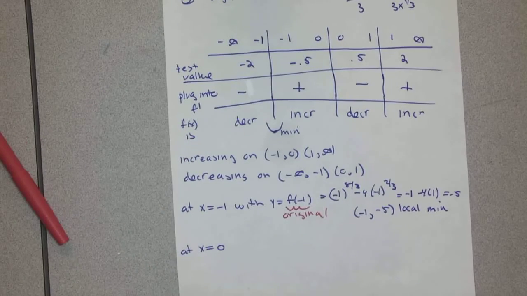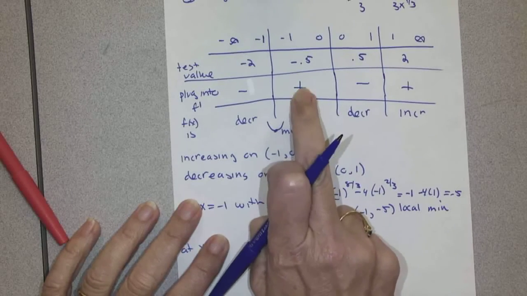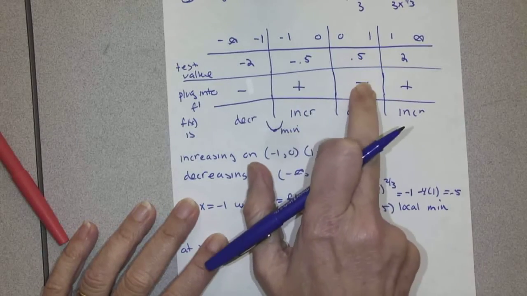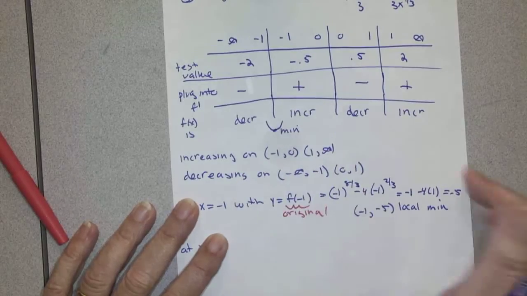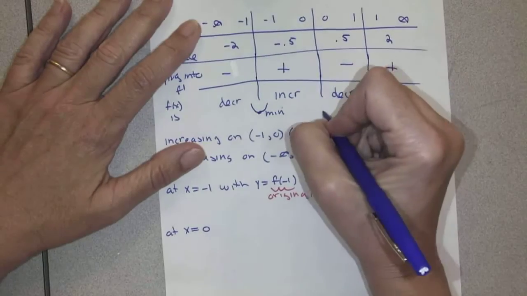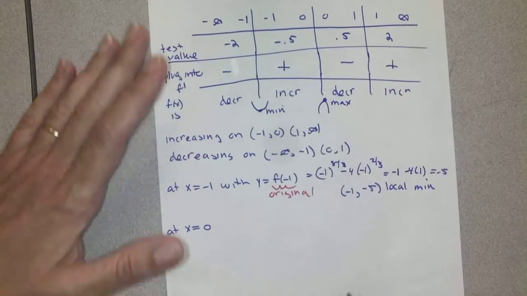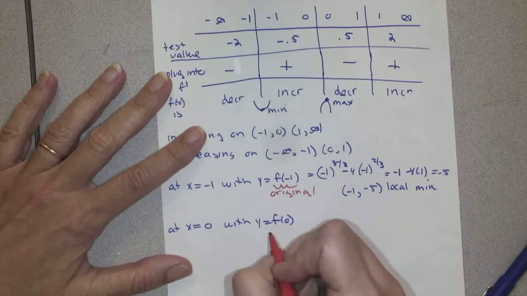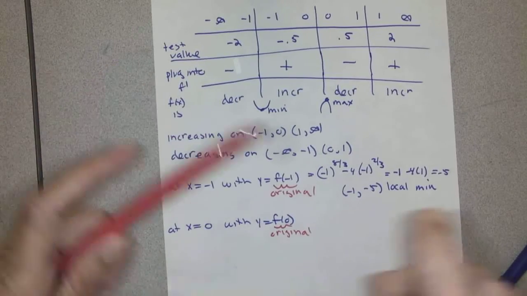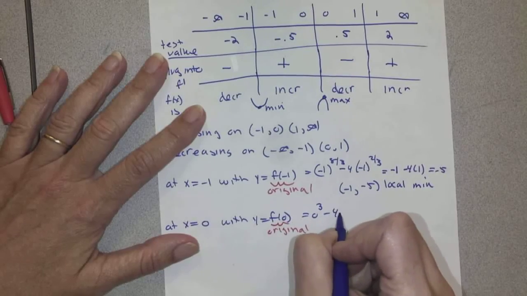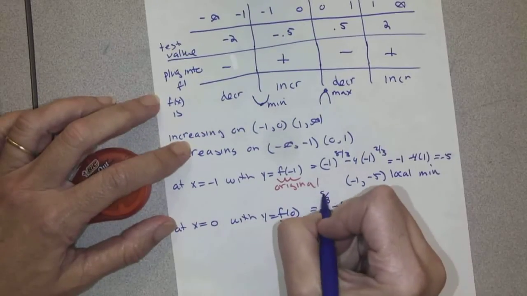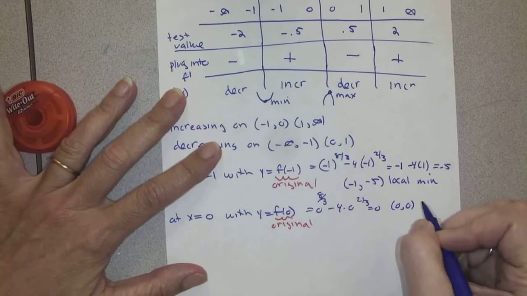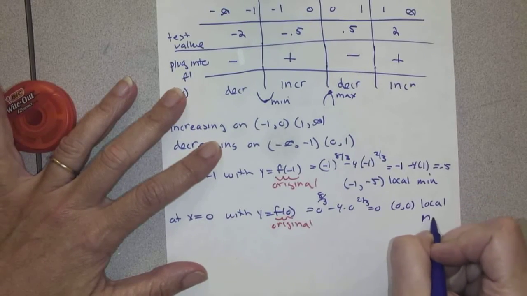At x equal 0, so I go and look at my chart. F prime changed from positive to negative, or the function changed from increasing to decreasing. Whether my derivative changes from positive to negative, or my function changes from increasing to decreasing, both of those tell me that I must have a local max. So x equals 0 with y equal f of 0. Again, y coordinates always the original function. And so I'm going to get 0 to the 8/3 minus 4 times 0 to the 2/3 gives me 0. So I'm going to have the point 0, 0 is a local maximum.